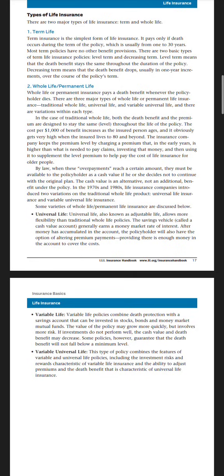In the 1970s and 1980s, life insurance companies introduced two variations on the traditional whole life products: universal life insurance and variable universal life insurance. Some varieties of whole life insurance are discussed below. Universal life, also known as adjustable life, allows more flexibility than traditional whole life policies. The savings vehicle, called the cash value account, generally earns a money market rate of interest after money has accumulated in the account. The policyholder will also have the option of altering premium payments, provided there is enough money in the account to cover the cost.